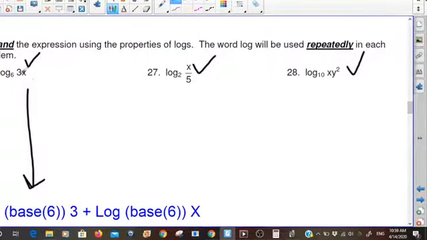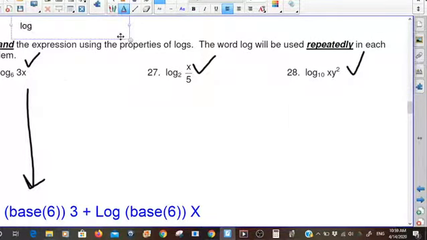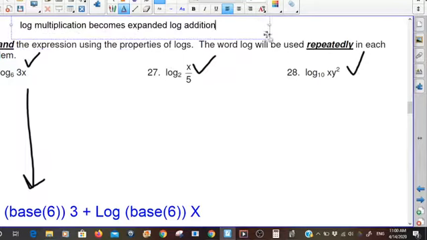So our answer to this one, I don't know if I actually wrote it out in the last video, so let me write it on this one right up here. It turns out that log multiplication becomes expanded log addition. That's something I wanted to write down for your notes. The last video wasn't expecting you to be at home, so I wrote these notes in class, but this will help you at home as well.